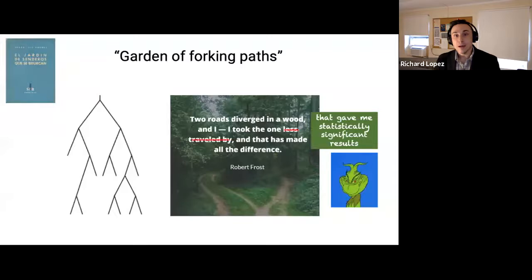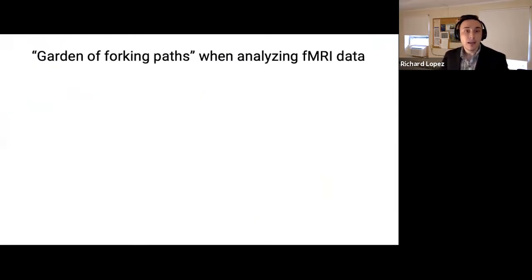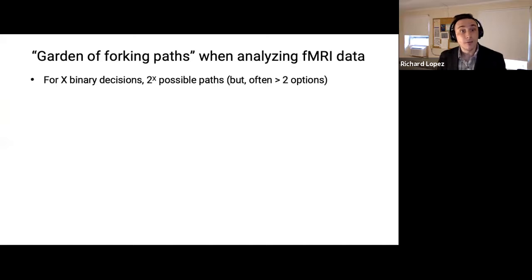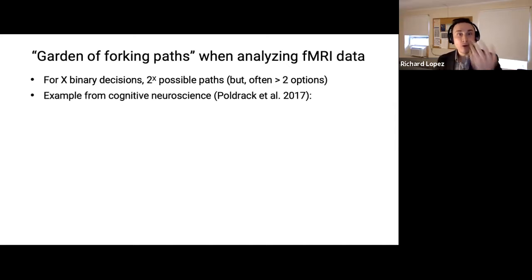But with potentially sketchy research practices, you could have people, either knowingly or unknowingly, wittingly or unwittingly, making decisions that result in statistically significant results so their papers could get published and so they can secure more grant funding, et cetera. Now, in my own field, in social and cognitive neuroscience, the garden of forking paths is even more fraught. So generally speaking, if you have X binary decisions, you have 2 to the power of X possible paths, but often it's not just 2 options, right? So for every decision point, you may have more than 2.